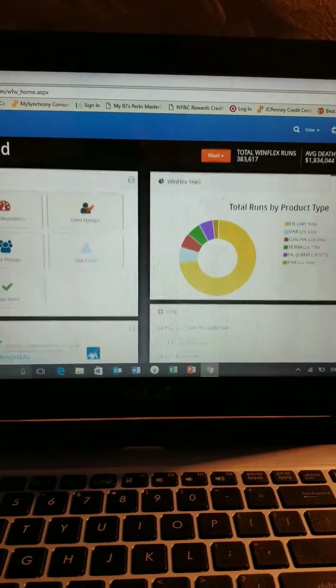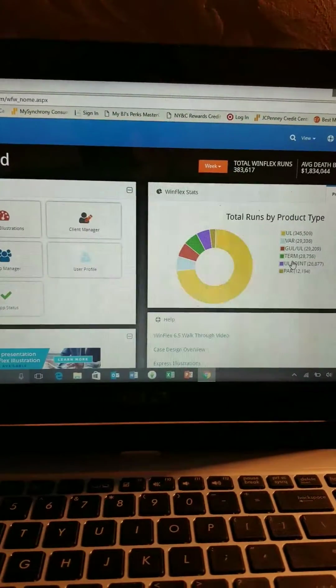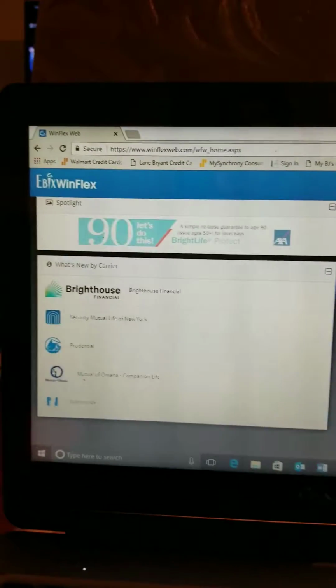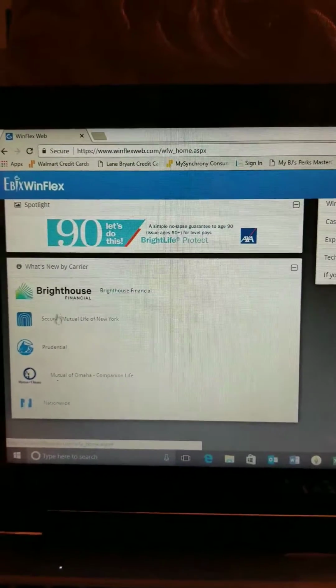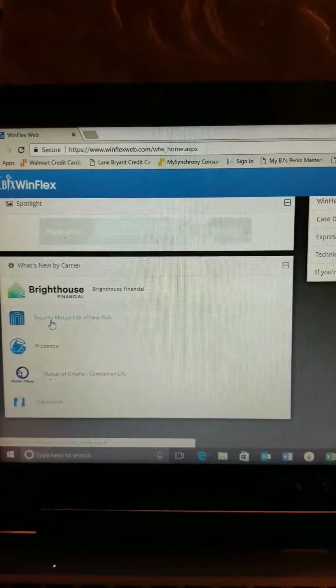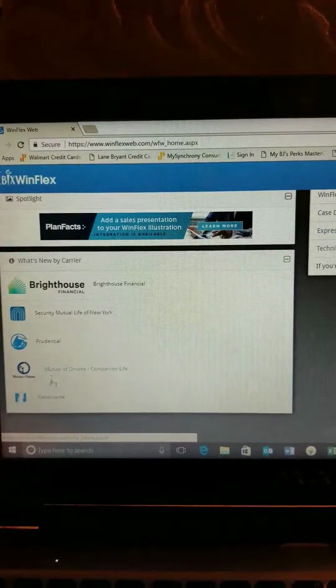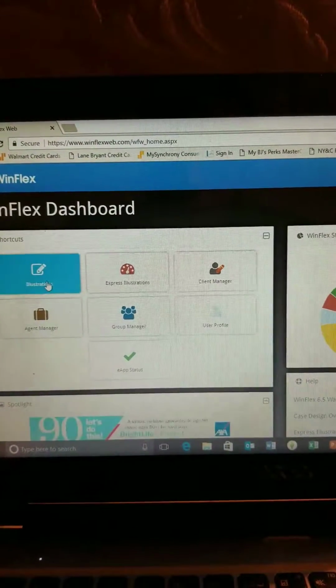So again, this is OneFlex Web. This is only for insurance agents, and this is literally my personal portal. This shows the companies that I represent or write the most business for. Over here, there's Bright House Financial, which is MetLife. There's Security Mutual, which is MCU Bank here in New York. There's Prudential, Mutual of Omaha, and Nationwide. The last one I did was a Mutual of Omaha illustration.